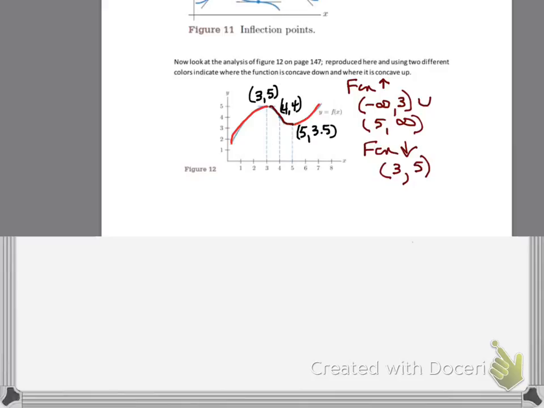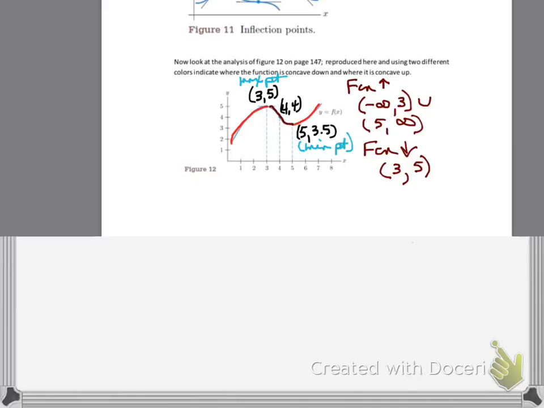Where is the maximum point? So I'm going to label that. We'll use light blue for that. So (3, 5) is a maximum point, and (5, 3.5) is a minimum point.